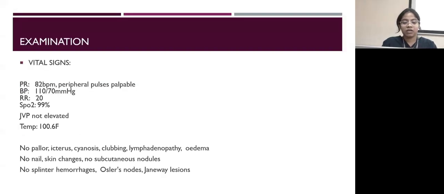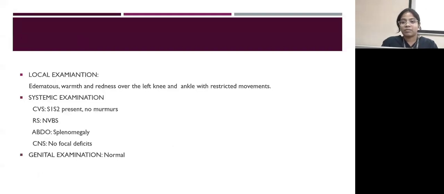On examination, his vitals at the time of admission were stable and he was febrile with a temperature of 100.6. There was no pallor, cyanosis, clubbing, lymphadenopathy, or edema. There are no nail or skin changes noted, and no subcutaneous nodules present. There are no features of infective endocarditis like splinter hemorrhages, Osler nodes, and Janeway lesions. On local examination, he has all the signs of inflammation on the joints. On systemic examination, he has splenomegaly on palpation, and genital examination was normal.